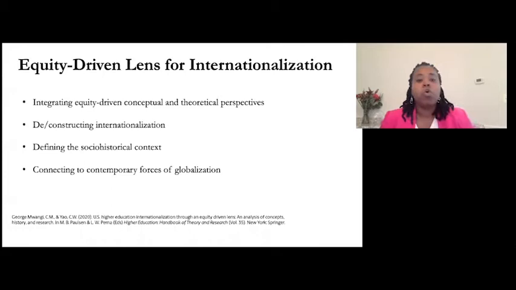We've placed the four guiding principles on this slide as well for easier readability, and we'll go a little deeper into our four guiding principles or lenses by using them to organize the rest of our masterclass. We argue that applying an equity-driven lens to internationalization requires unpacking the underlying conceptual and theoretical perspectives, deconstructing internationalization and reconstructing it as a concept, identifying socio-historical contexts and connecting to contemporary forces of globalization. Now I'll turn things over to Christina, who will begin to contextualize the specific topic of our masterclass, students.